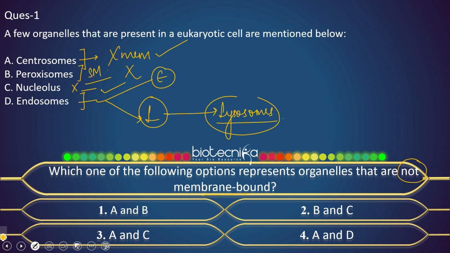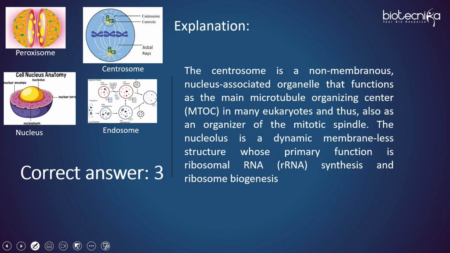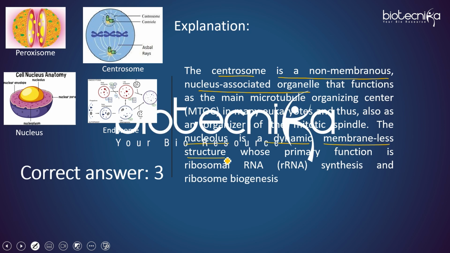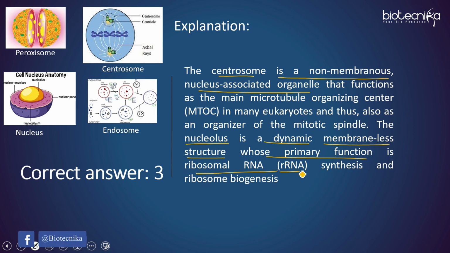Where you can find option A and C, it's there in the third option. So this option goes right. So let's see the explanation for this answer. The centrosome is a non-membranous organelle that is associated with the nucleus and is involved in cell division. Whereas nucleolus is a dynamic membraneless structure whose primary function is ribosomal RNA formation, or you can say ribosome biogenesis. So here you can see this is a structure for centrosome, and you can see the membrane that is disintegrated, meaning it is a non-membranous structure. And also nucleolus is a non-membranous structure that is present in the nucleus.